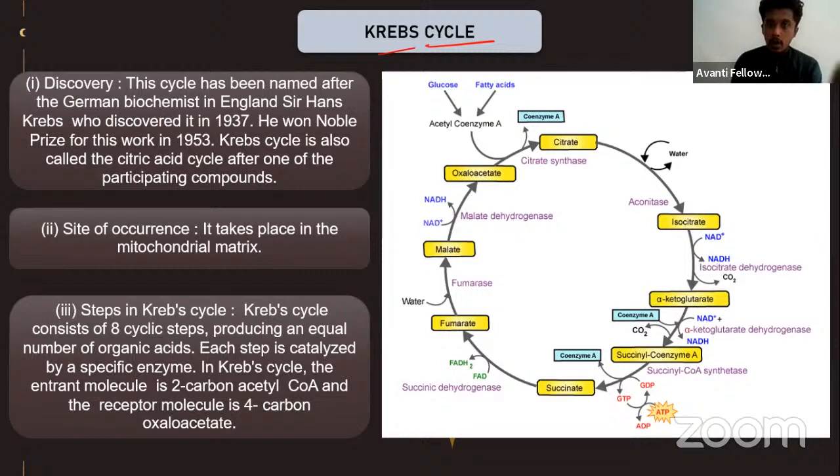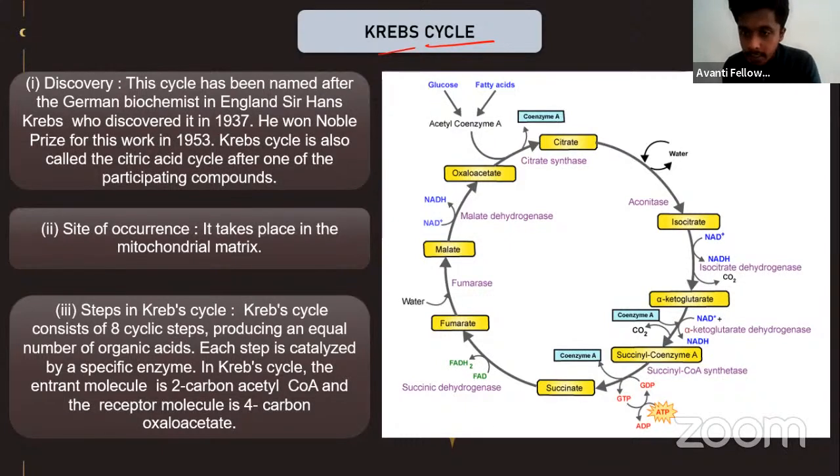Now, the pyruvate that was produced could not be used directly. The pyruvate that was produced in the cytoplasm was converted into something called acetyl CoA. That we understood, and then we understood the enzyme that is helping this process. Now what we have to understand is what happens in the Krebs cycle.